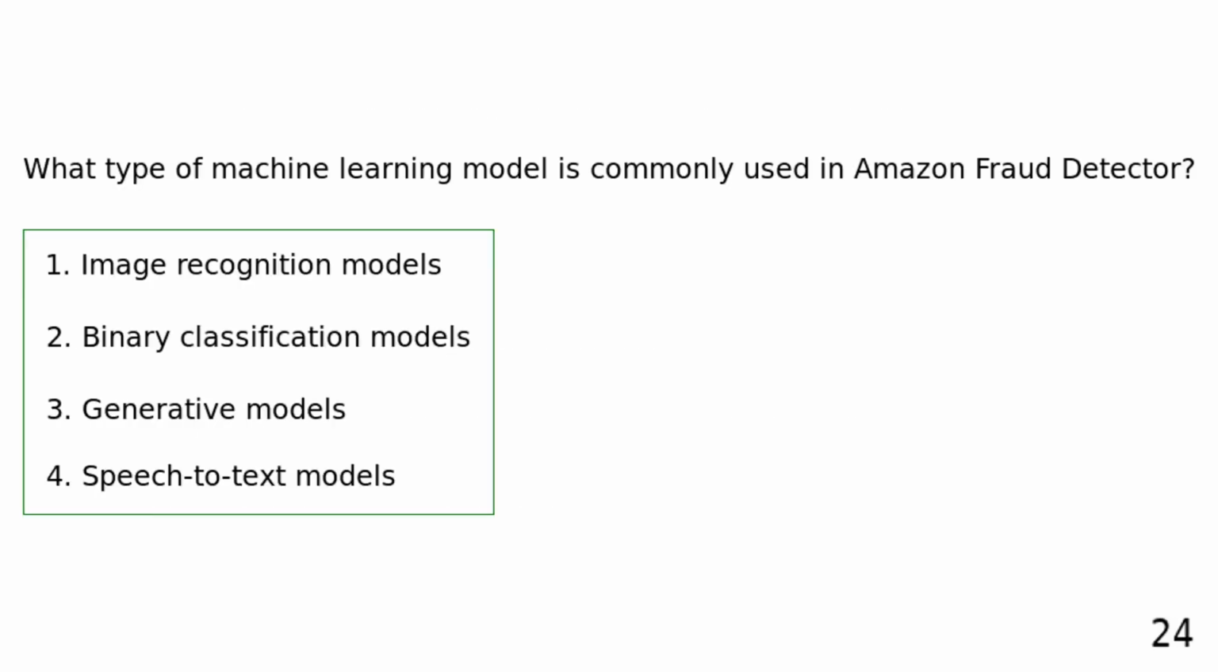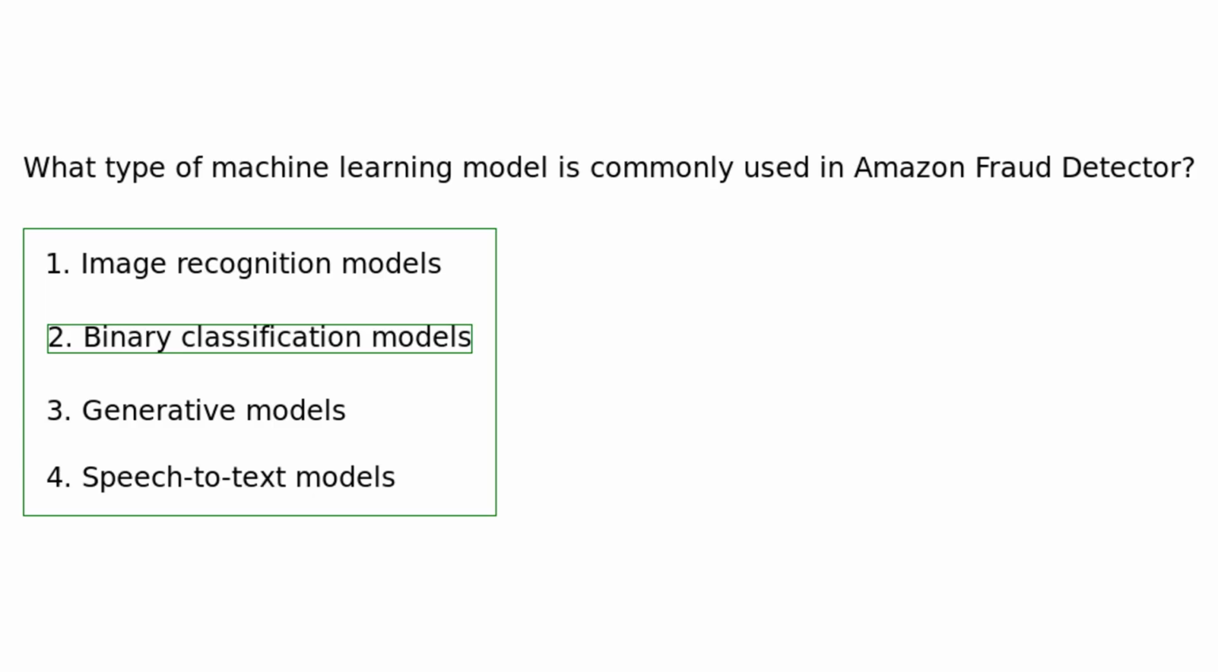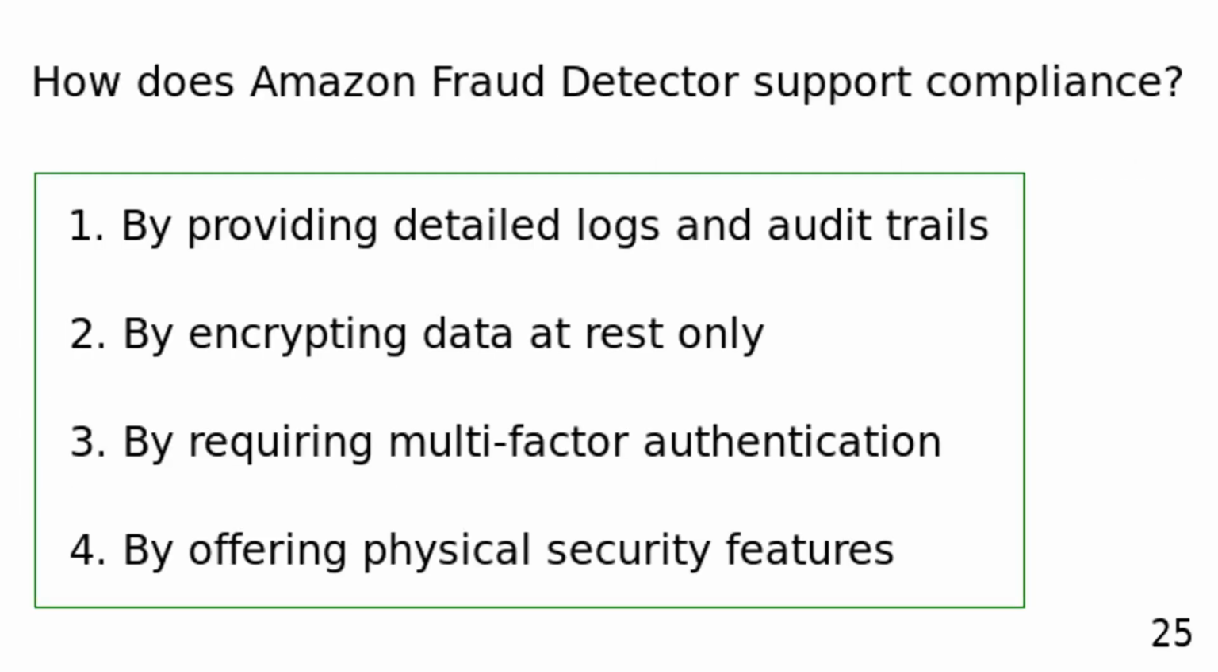What type of machine learning model is commonly used in Amazon Fraud Detector? Image recognition models. Binary classification models. Generative models. Speech-to-text models. Binary classification models are commonly used in Amazon Fraud Detector to determine whether an event is likely to be fraudulent or legitimate. How does Amazon Fraud Detector support compliance?